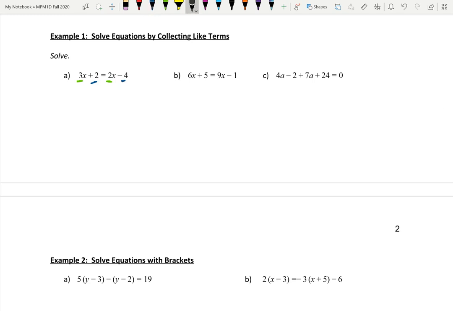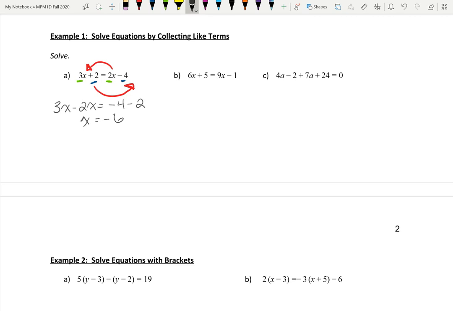Okay, so I'm just going to do a double switch where I'm going to move my 2x term to the left side, and I'm going to bring my positive 2 to the right side all in one step. Okay, remembering to switch the signs when we move it over to the other side of the equals sign. And then simplifying my left side, 3x minus 2x is x. Technically it's 1x, but we just don't write that 1. When the coefficient is 1, we just don't include it. We understand that x means 1x. Negative 4 minus 2 is negative 6.